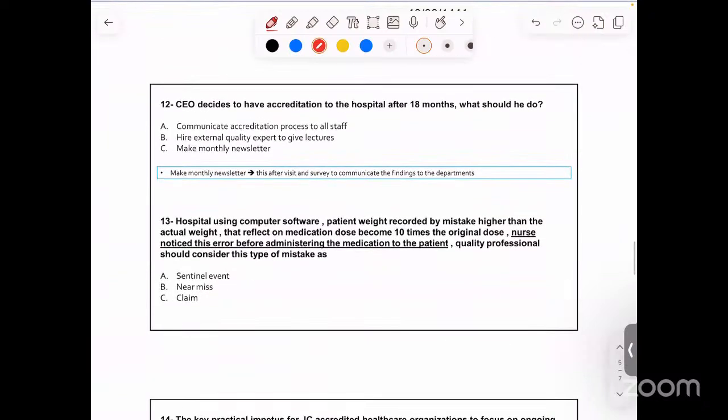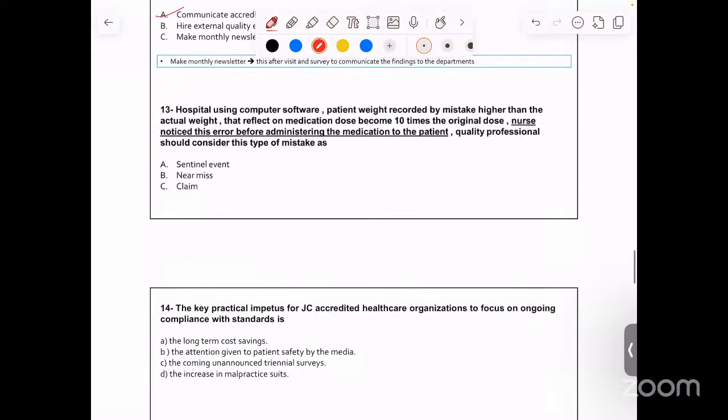The CEO decides to have accreditation of the hospital after 18 months. What should he do? A, communicate accreditation process to all staff. B, hire external quality expert to give lectures. C, make monthly newsletter. A. Yes, it's letter A. Very good. Communicate accreditation process to all staff because this establishes clear communication procedures.